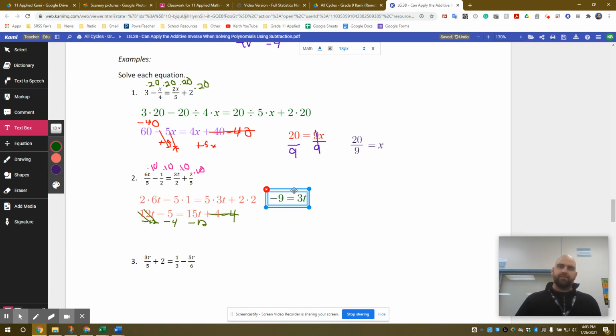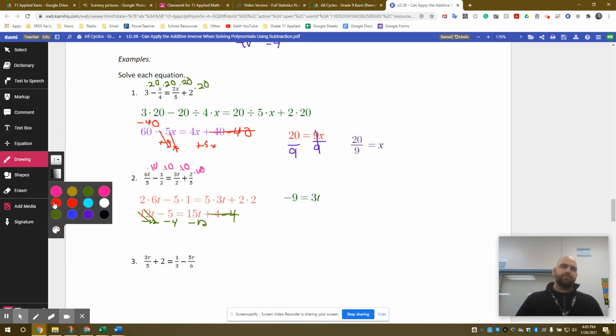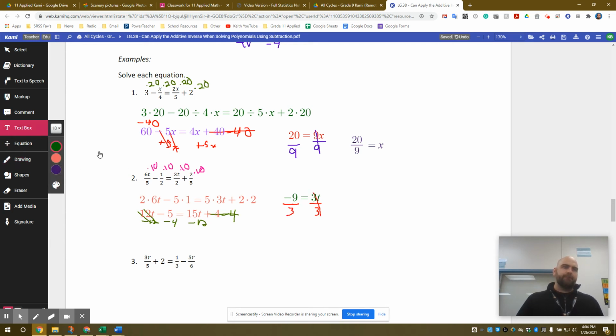And I'll slide that over here so I have a little bit more room. All right, now again, we're down to that last step. All we need to do now is divide both sides by 3. These are going to cancel out on this side here. And what we're going to be left with then is -9 divided by 3 is just -3, and this is going to equal t. So that means that t has to be -3.